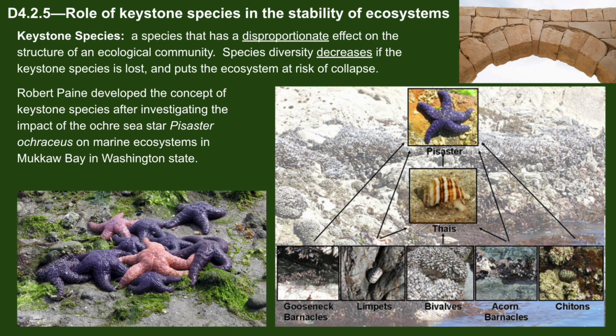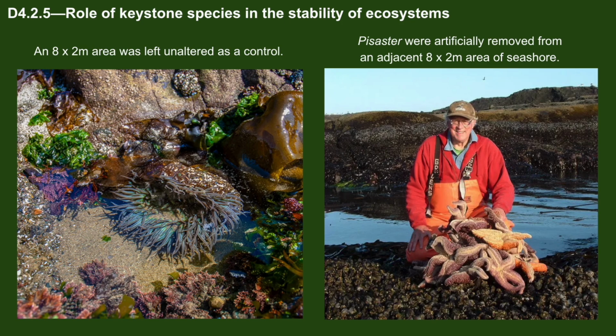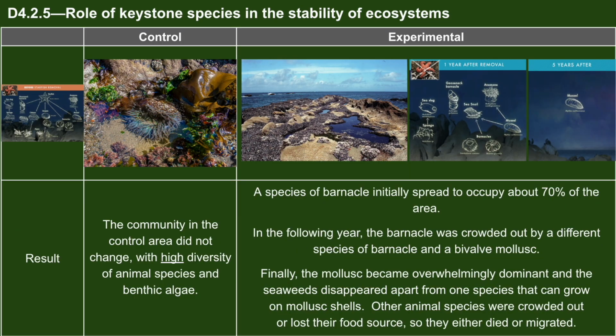So here is the experiment. We have 2 tide pools. One was left unaltered as a control. It had high biodiversity. In the second tide pool, all of the sea stars were removed. And here were the results.